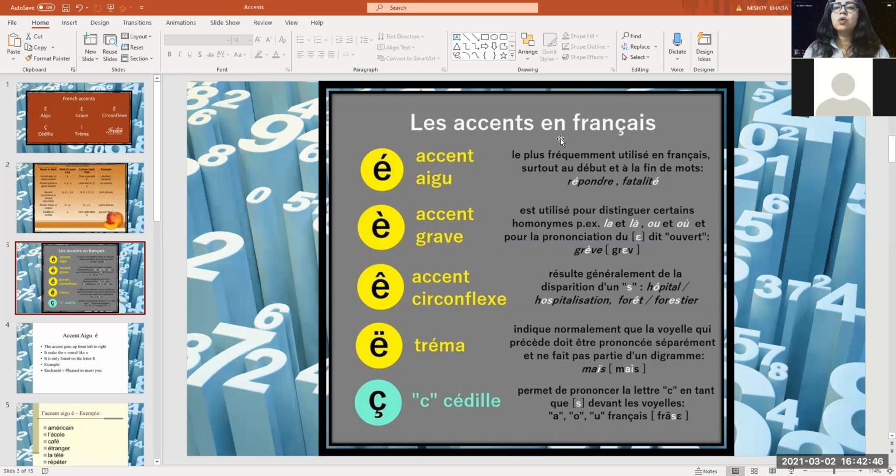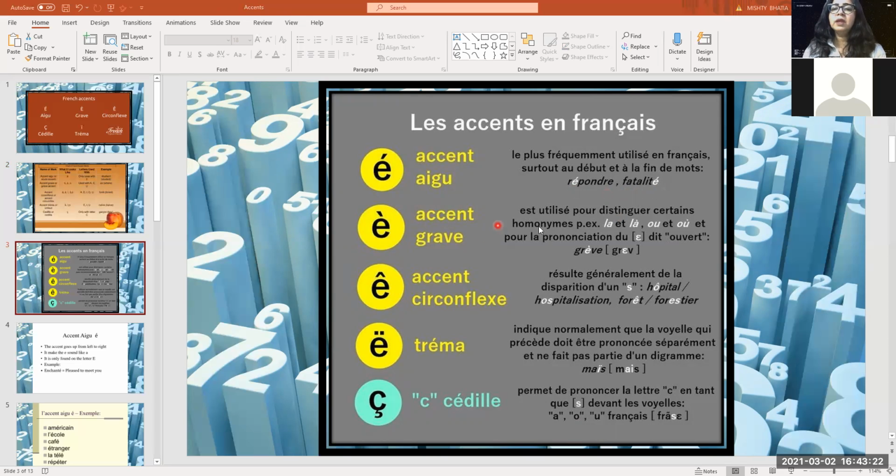Les accents en français. Accent aigu: le plus fréquemment utilisé en français, surtout au début et à la fin de mots. Mot means word. Début as in beginning, à la fin means at the end. So étudiant has it in the beginning, fatalité at the end.